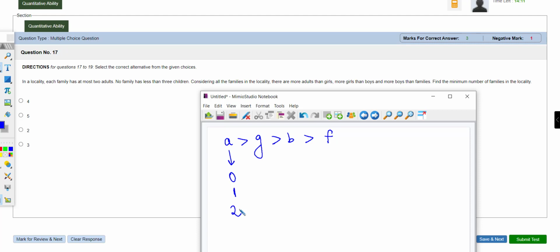Okay. So now if this is 0, this has to be 1, this has to be 2, this has to be 3, because we want to minimize the number of families. Is it valid? Total number of children means girls plus boys is equal to how much? 1 plus 2 is 3. Number of children can be 3. Yes. So number of families 3 is valid. Okay. If I put number of adults as 1, number of girls will become 2, number of boys will become 3, and the number of families will become 4. The number of children becomes how much here? 2 plus 3, 5. This is invalid.